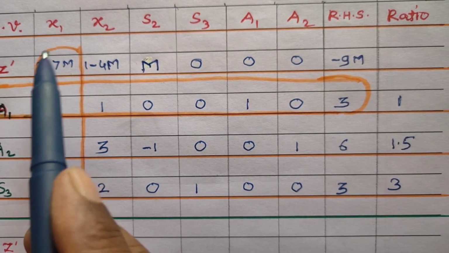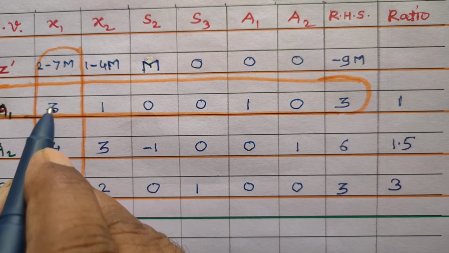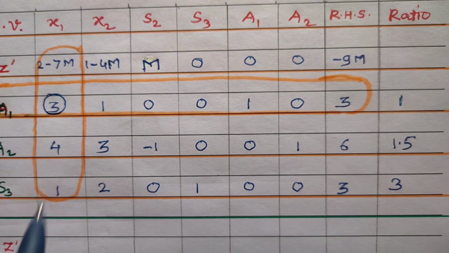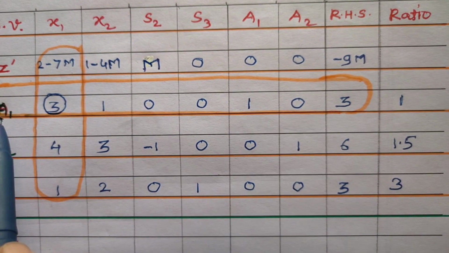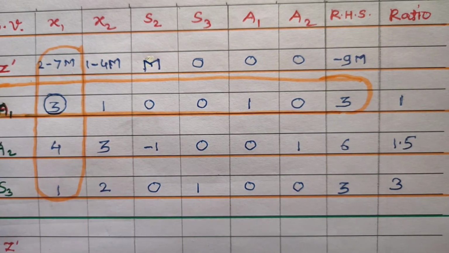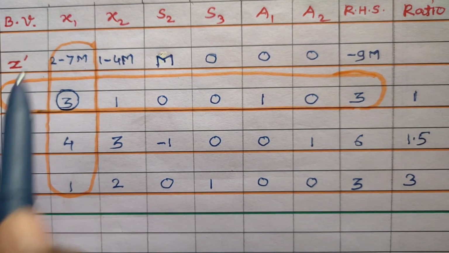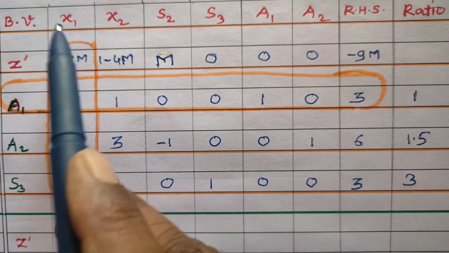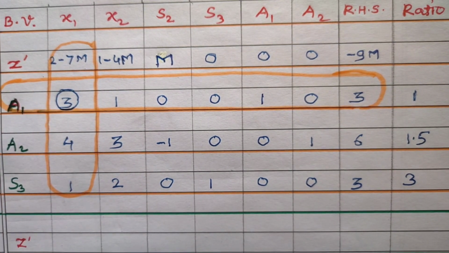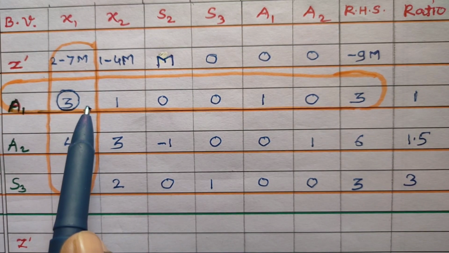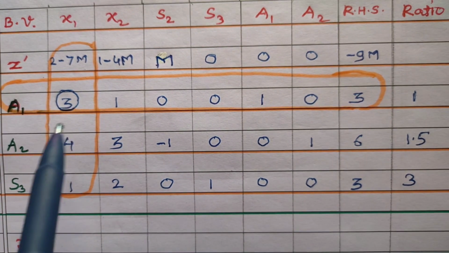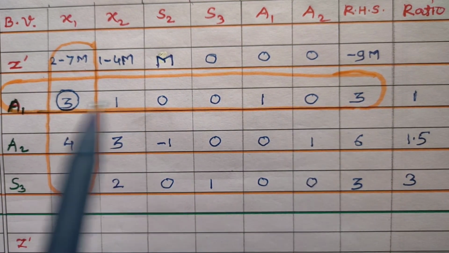Now the intersection of the key column and key row, this number 3, is the key element. This is the key column, this is the key row. So replace a1 by x1 in the next iteration. Okay, replace artificial variable a1 by decision variable x1 in the next iteration, dividing each element of this key row by 3, dividing each element of the key row by the key element.